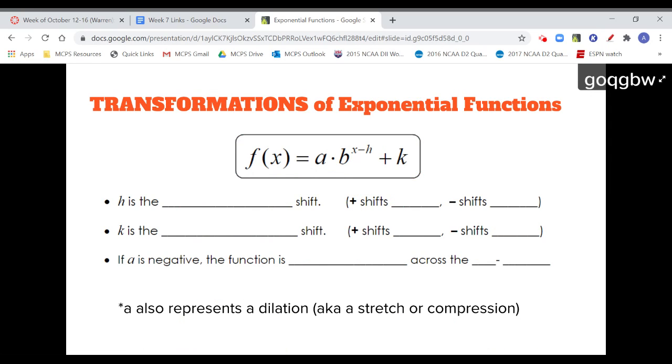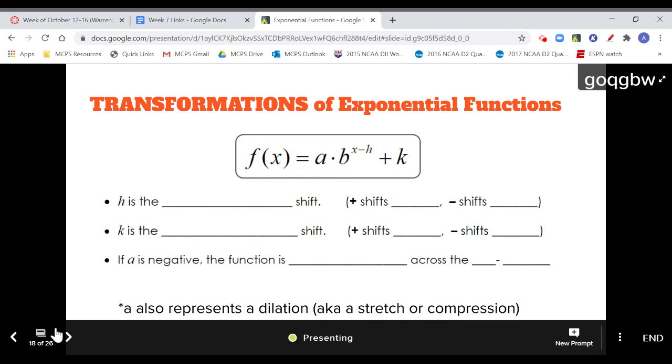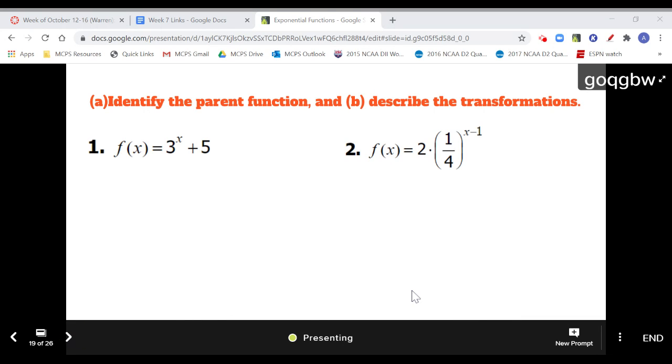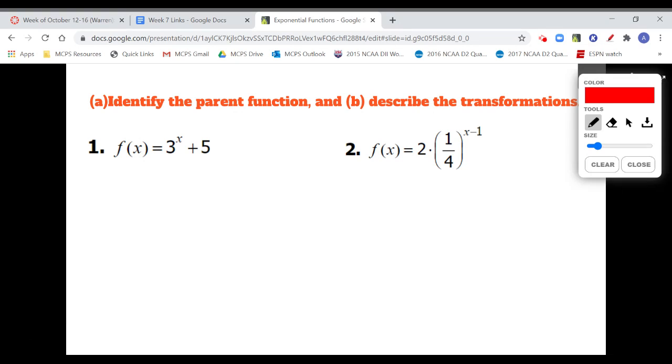So we are going to go ahead and move on, and we are going to look at examples because examples help this make more sense. So the first part of the instructions says to identify the parent function. The reason is that the parent function is not the same for every exponential function, because the parent function is determined by the base. So for example, this first function was f of x equals 3 to the x plus 5. Since my base is 3, the most simple version of this function is f of x equals 3 to the x. So that is my parent.